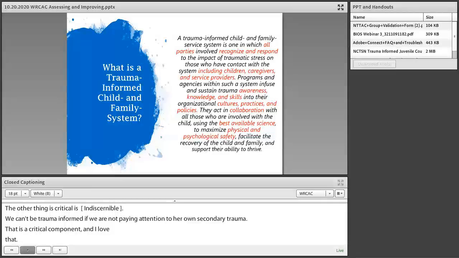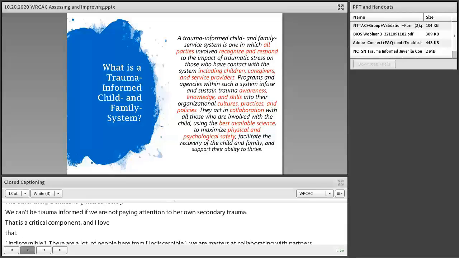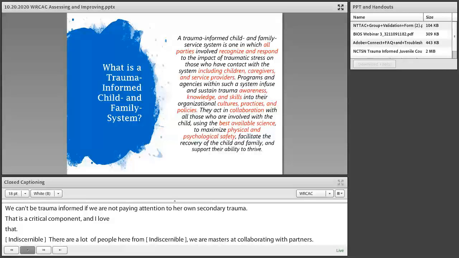And now we're acting in collaboration. I know there are a lot of people here from CACs, from child advocacy centers, and we are masters at collaborating with all of the partners, right? That's part of why we do what we do, and why the CAC is set up the way it is, because we have to collaborate and keep everyone in the loop.